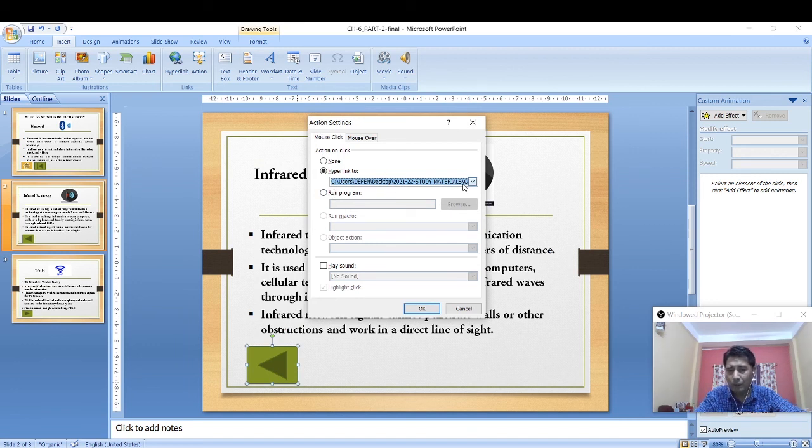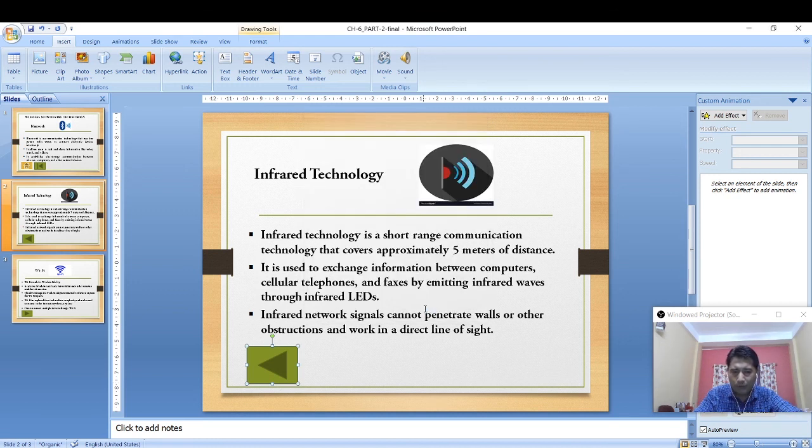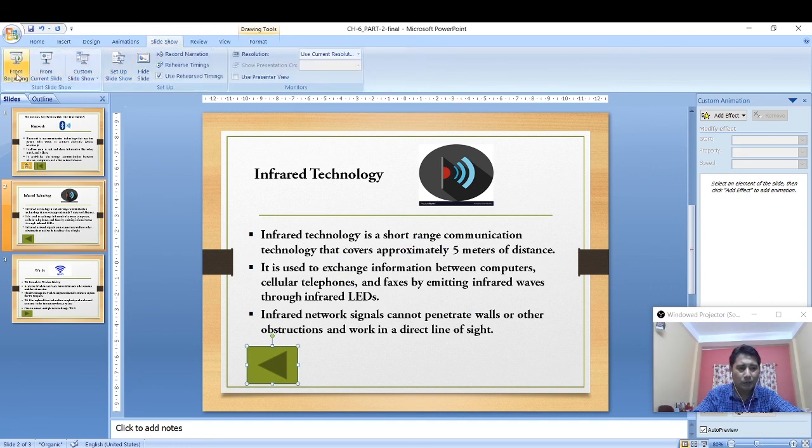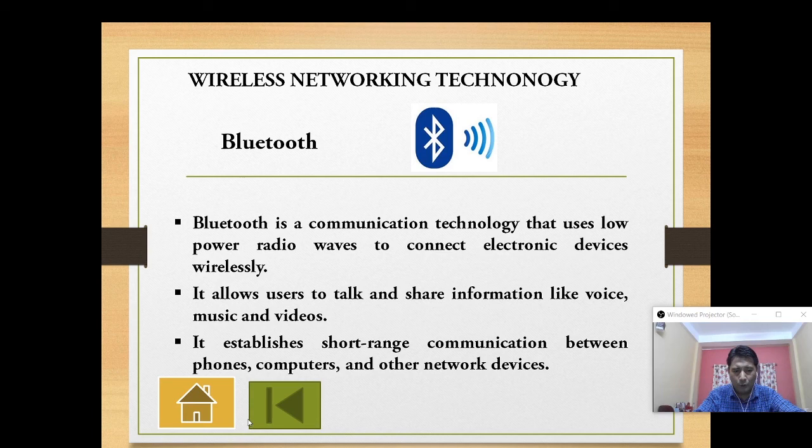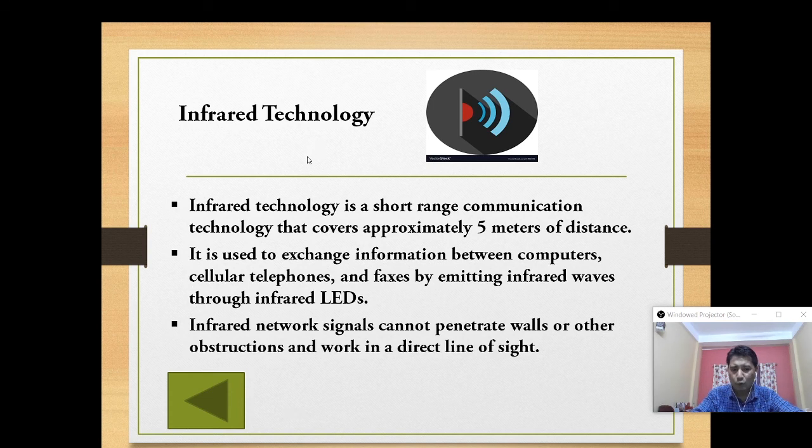Now you can see the URL or the location of the file or presentation. My actual presentation that I am going to visit is in the C drive, users, desktop. This is the location of my presentation. Click on the OK button. Now let me go to the slideshow once again and run the slideshow from the beginning. If I click on this button, I will move to the next slide. See here, I have gone to the next slide.